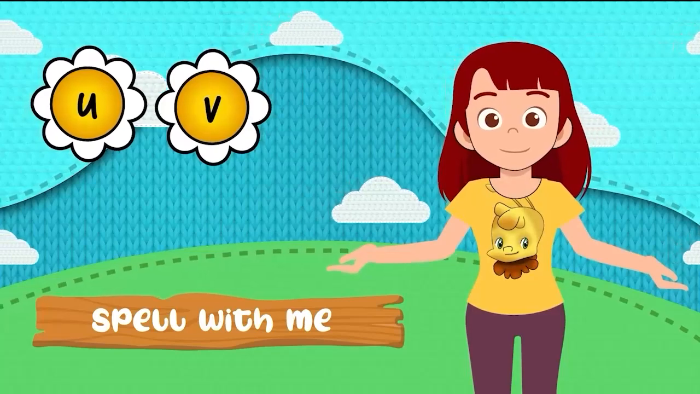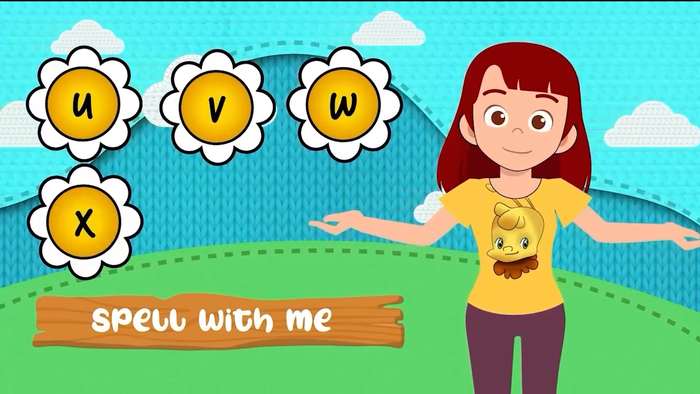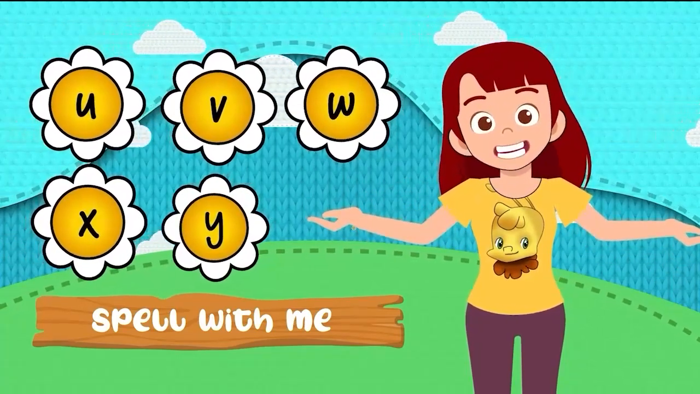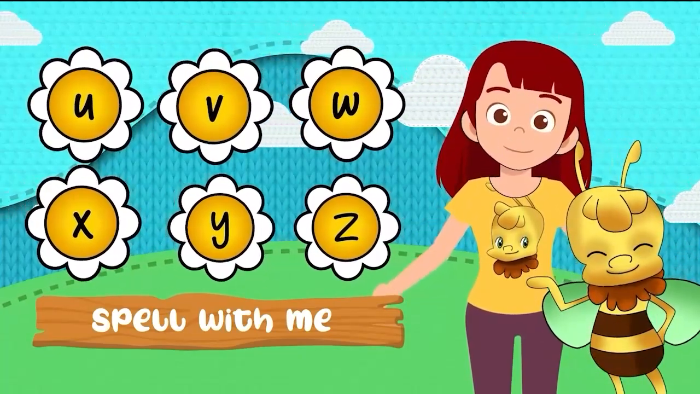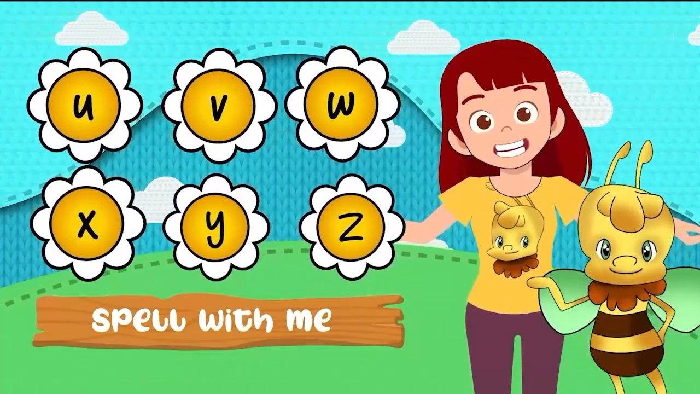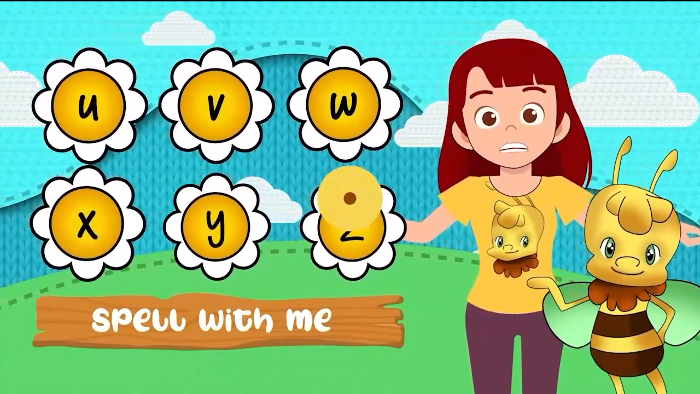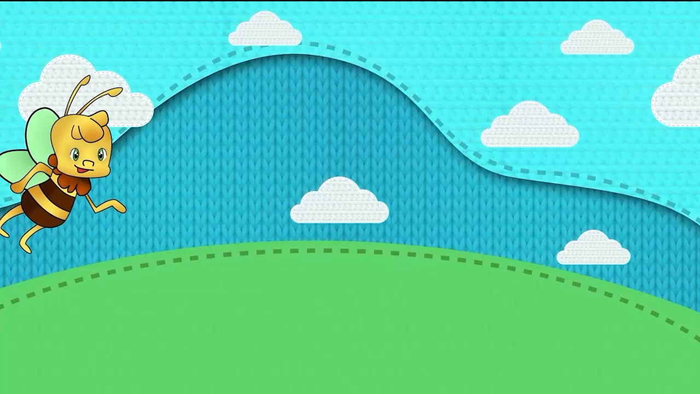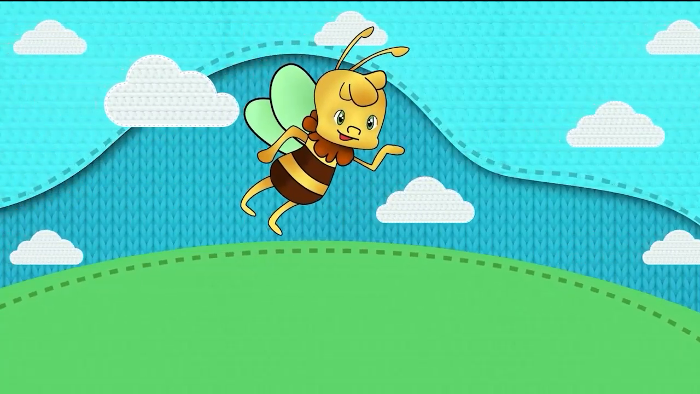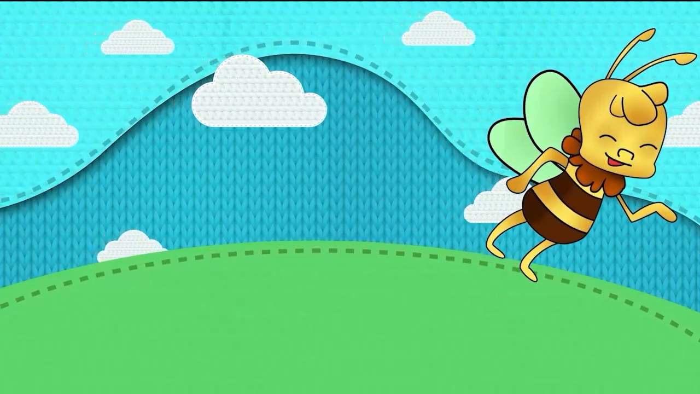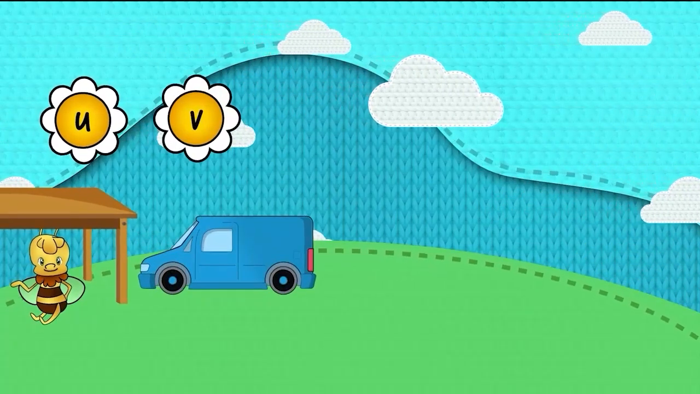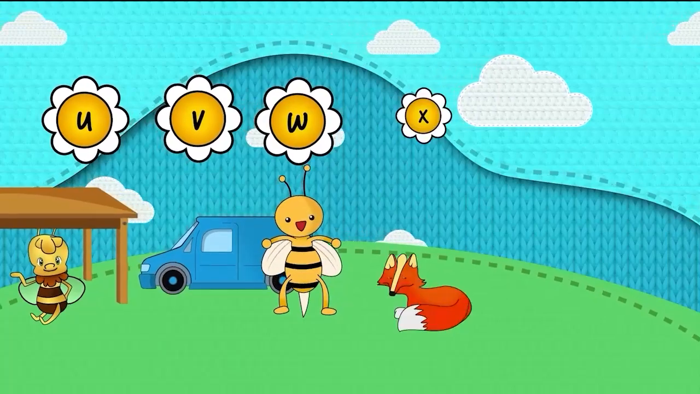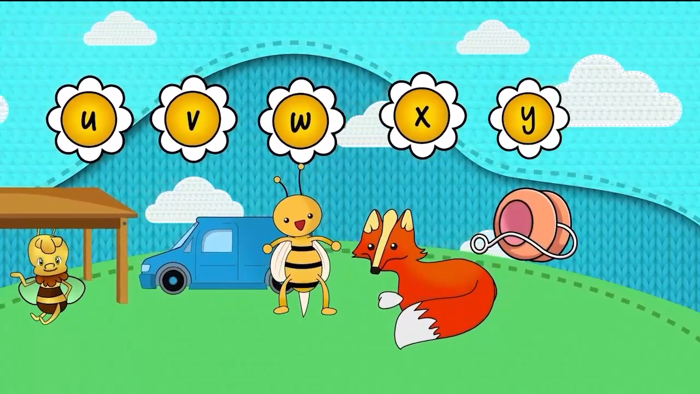U, V, W, X, Y, and Z. That's a lot to learn, but don't worry, we'll take our time and you can practice as many times as you want. As usual, I have Arbee here to help me, and some extra special helpers will join in to learn how to say U, V, W, X, Y, and Z.